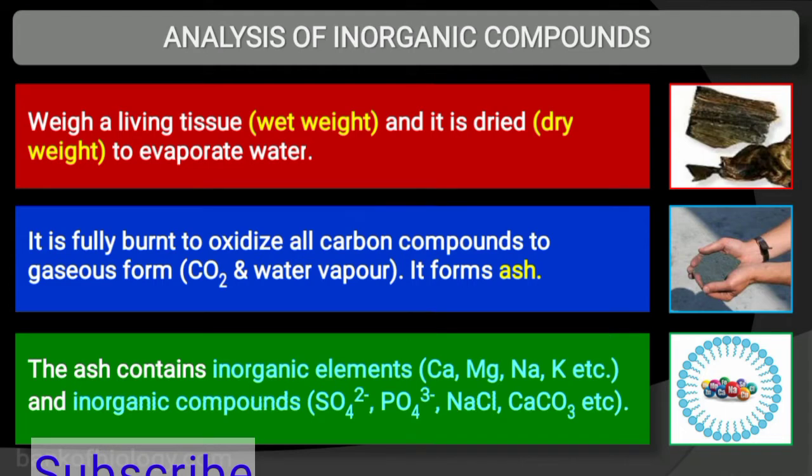Analysis of inorganic compounds: weigh a living tissue for its wet weight, then dry it to evaporate water, which means to remove all the water, to dehydrate it. It is then fully burnt to oxidize, meaning to add oxygen, converting all carbon compounds to gases like carbon dioxide and water vapor. It forms ash. Ash means the compound is burnt totally. The ash contains inorganic elements like calcium, magnesium, sodium, potassium, etc. and inorganic compounds like SO4 2 negative, PO4 3 negative, NaCl, CaCO3, etc.